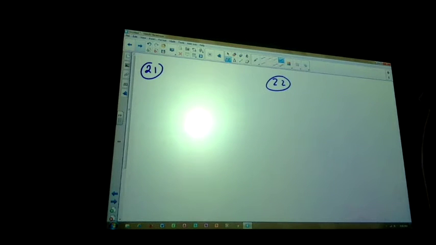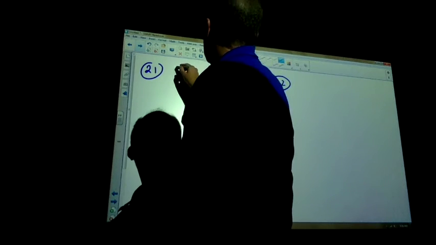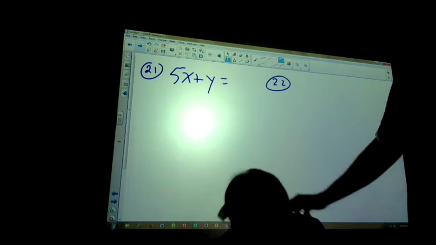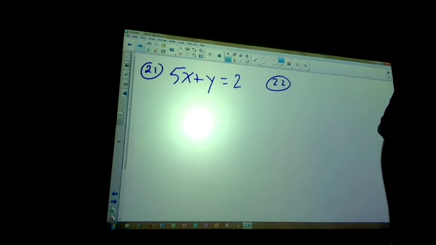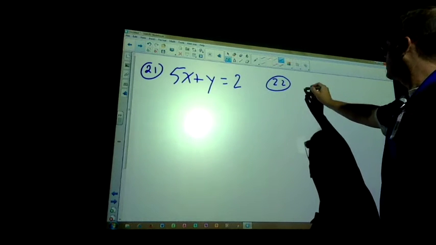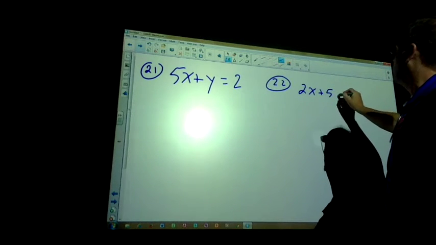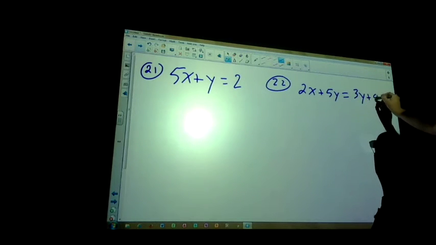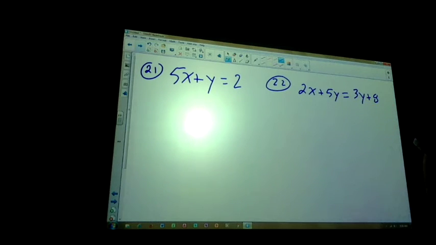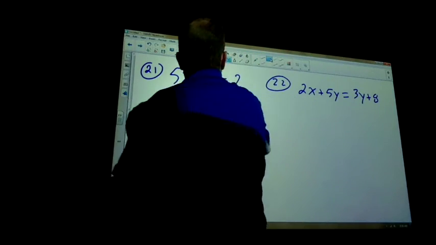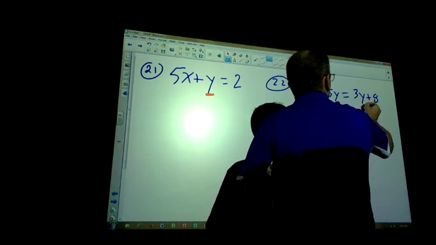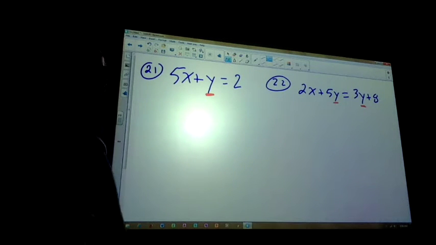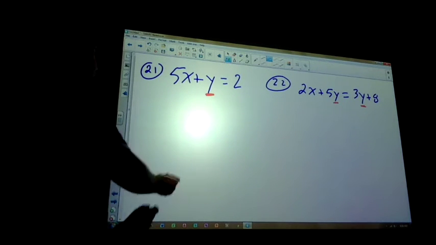So I have 5x plus y equals 2. And then the other one, just to write down, 2x plus 5y equals what? 3y plus 8, thank you. All right, and we're supposed to solve for y on both of those, correct? So we want y to be isolated on both of those. So the first one is pretty straightforward. What do I need to do to both sides? Subtract 5x.